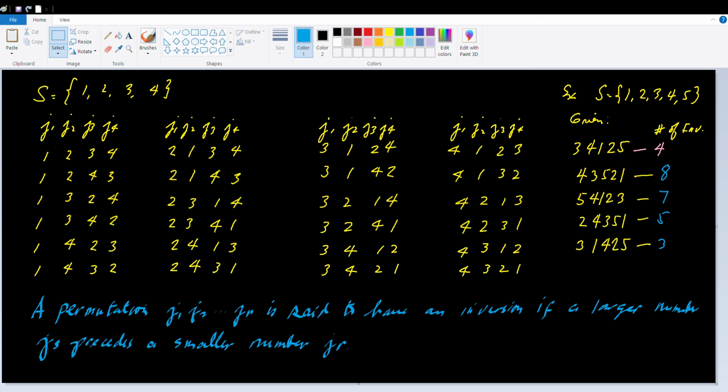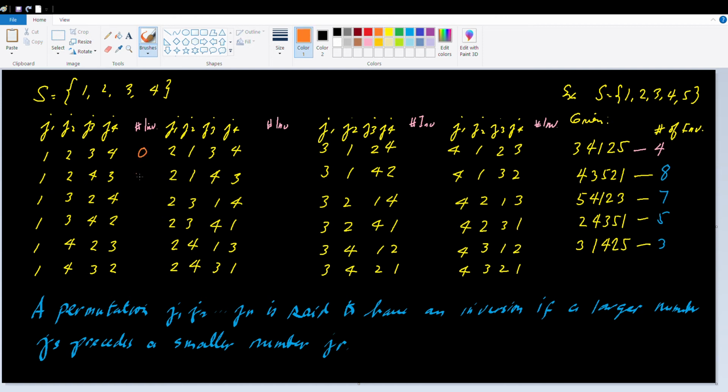Okay, so for the permutations of S, 1, 2, 3, and 4, let us indicate the number of inversions. How will you do that? Okay, so the number of inversions for 1, 2, 3, 4 will obviously be 0 because it is in its natural order, so there will be no inversion.